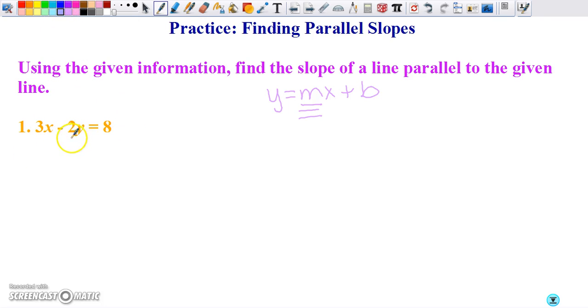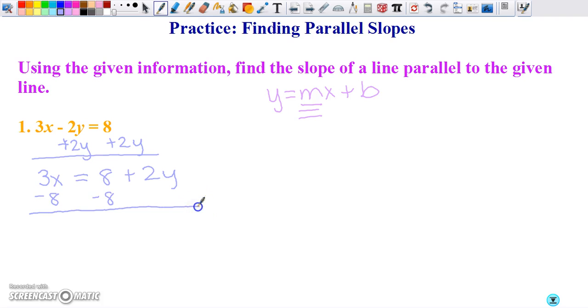So in order to get y by itself, I'm going to add 2y to both sides. The reason I'm doing that is because the 2y is negative, and I like to deal with positive variables that I'm solving for. So I get 3x equals 8 plus 2y. Subtract 8 from both sides, and remember you can only combine like terms, so 3x minus 8 equals 2y, and then I'm going to divide by 2.